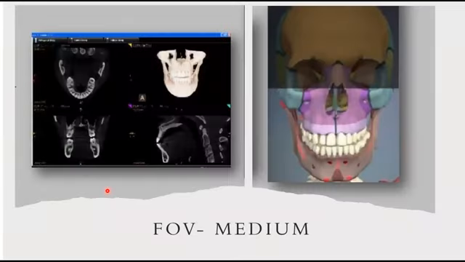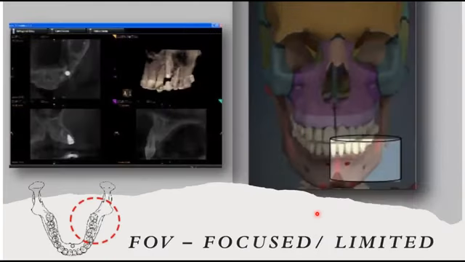The second field of view is the medium one, and this includes the infraorbital rims and the lower margin of the mandible, except the orbits and the calvaria. Likewise, as the name suggests, the focused field of view includes only an immediate portion of the anatomic structure, such as a portion of the jaw, that of the mandible or a maxilla.